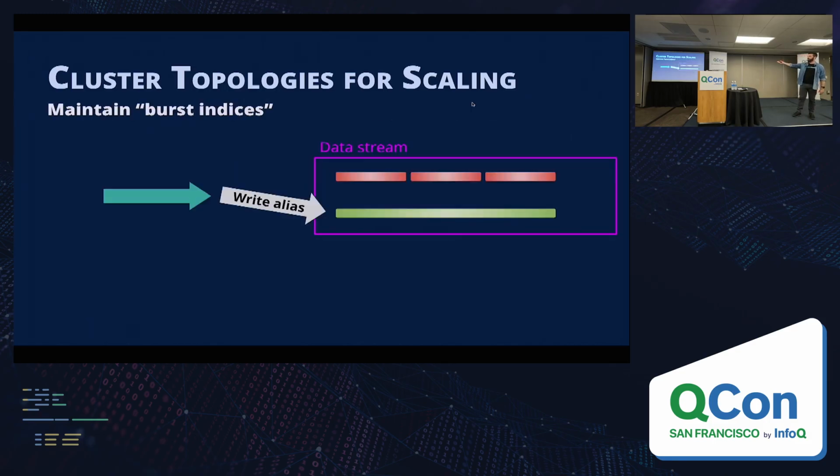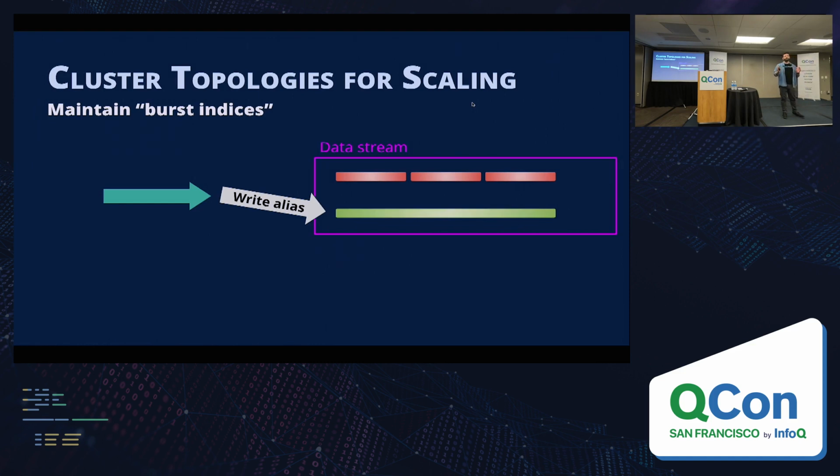So I'm going to suggest a few topologies for scaling in a way that allows us to really maintain this sweet spot between way too many and way too few shards. The first kind is what I'd call a burst index.